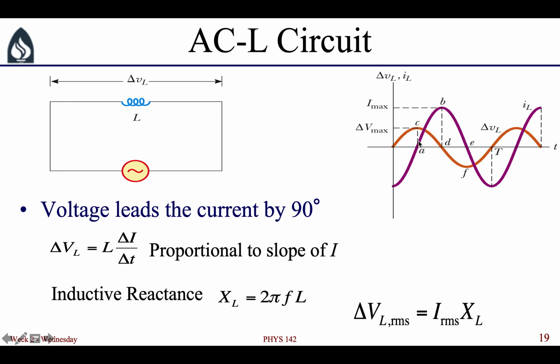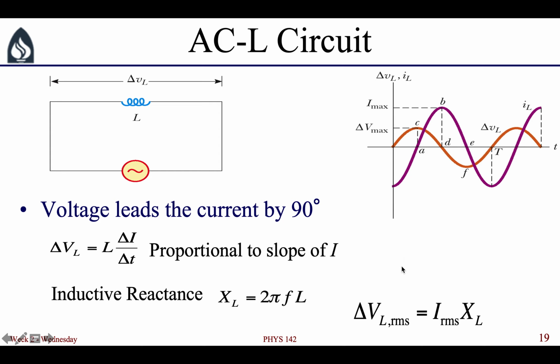So if we look at this graph, we can see that when the slope of the current is maximum, when it's the steepest, and when it's positive, that's when we have the maximum voltage. When the slope of the current is 0, that's when the voltage is 0. And when the current has a negative slope that's steepest, that's when the voltage is minimum.